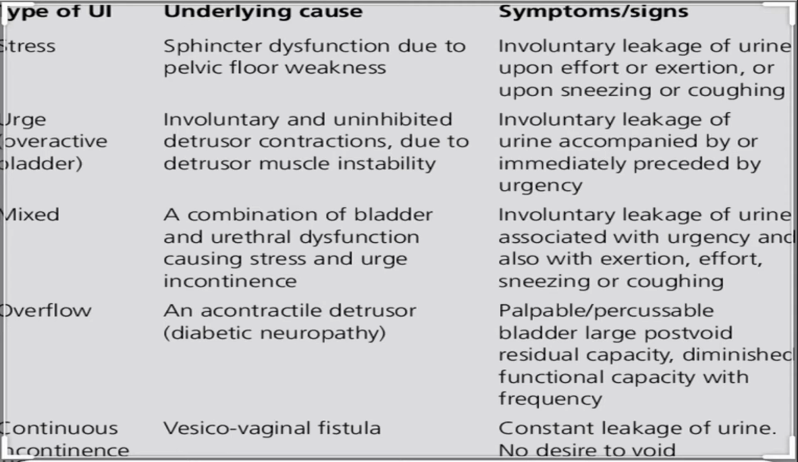The urge incontinence, there is uninhibited detrusor contractions even if there is a small amount of urine, and there will be an involuntary loss of urine after the urgency. We have the mixed type that is mixed with urgency and stress incontinence. There is urethral dysfunction, sphincter dysfunction, and there is also detrusor contraction. And we have involuntary loss of urine with the urgency and with exertion.